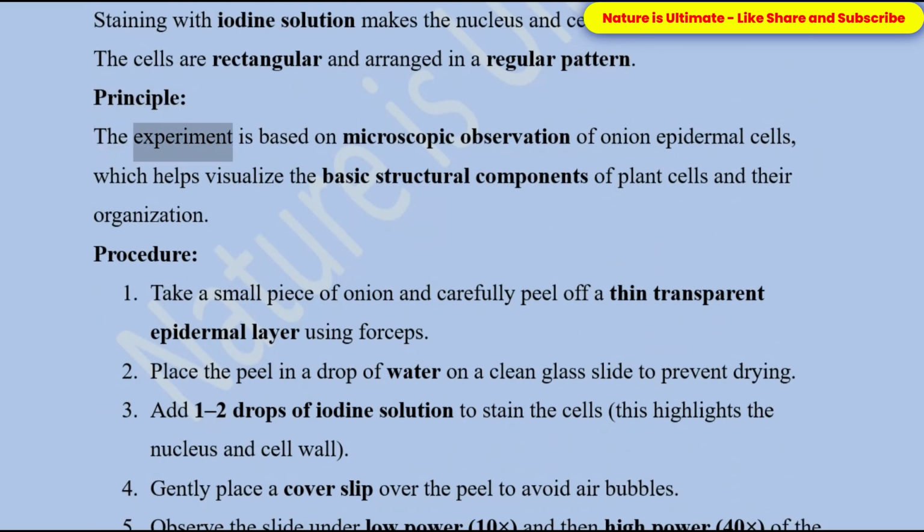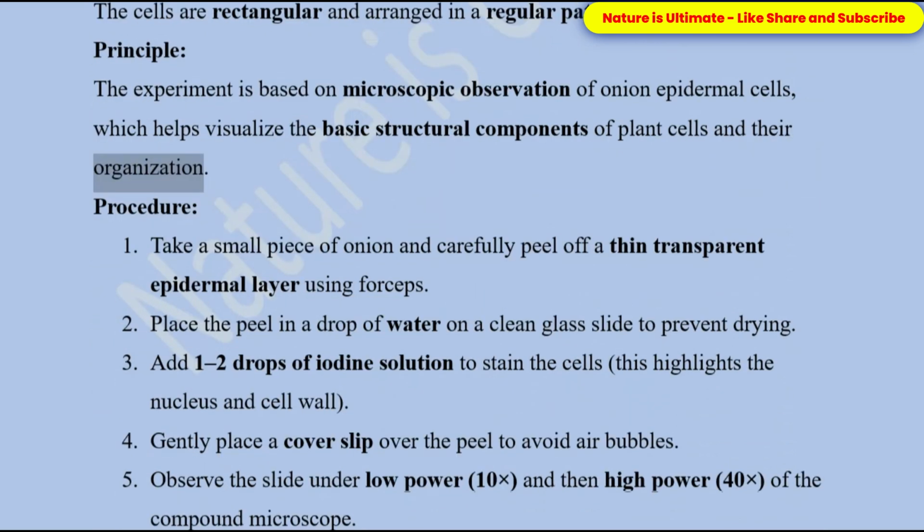Principle. The experiment is based on microscopic observation of onion epidermal cells, which helps visualize the basic structural components of plant cells and their organization.